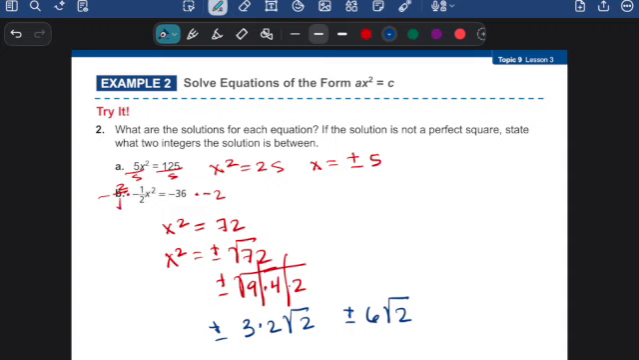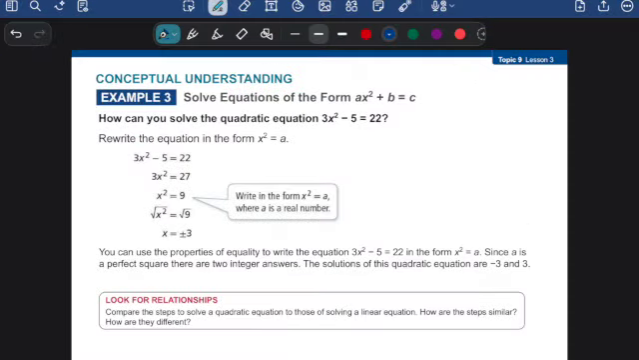It also asks us to state what two integers the solution will be in between. Well, so the square root of 2 is about 1.41. If you multiply that by 6, you're going to get between 8 and 9, or between negative 9 and negative 8.